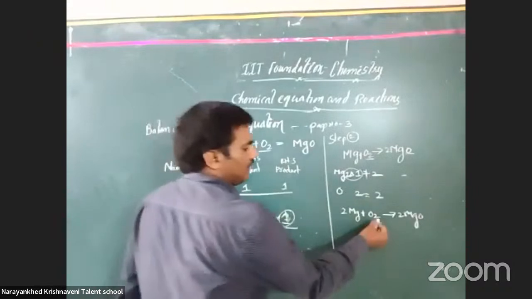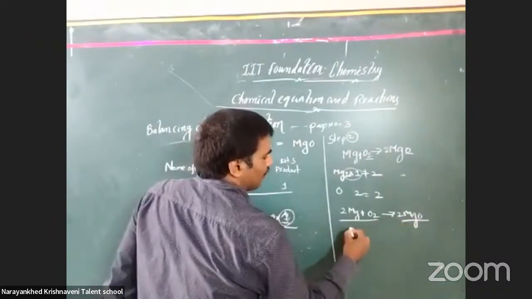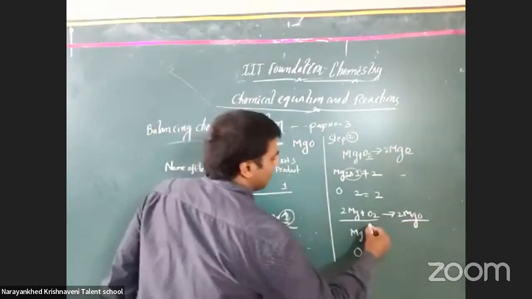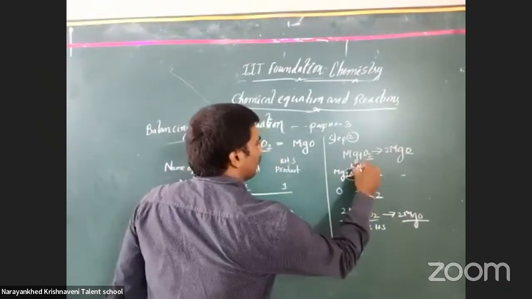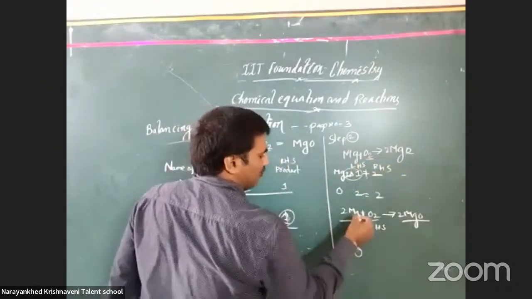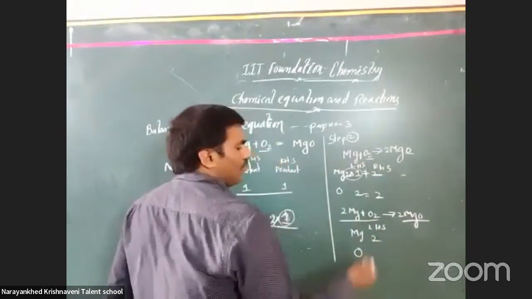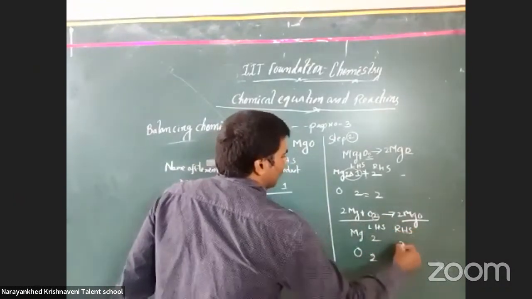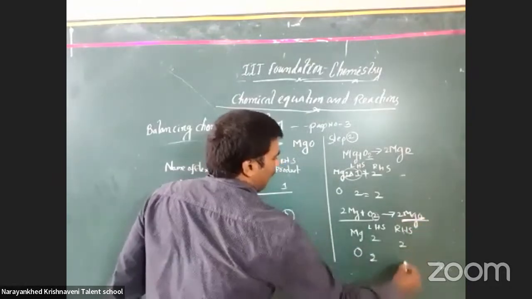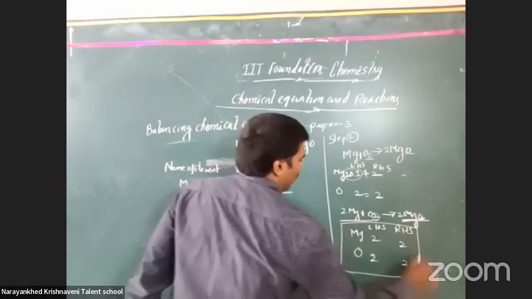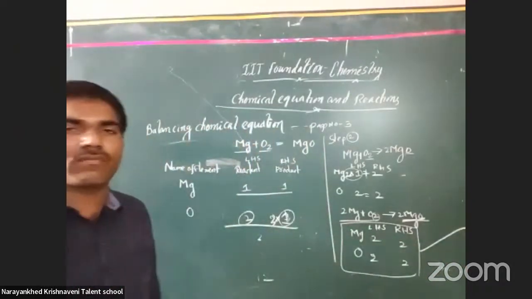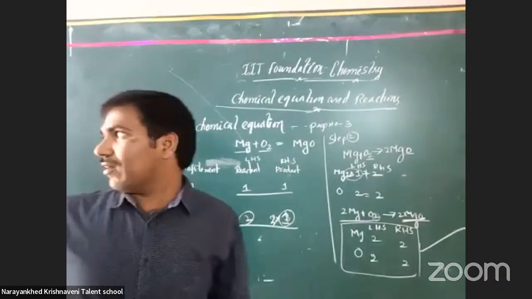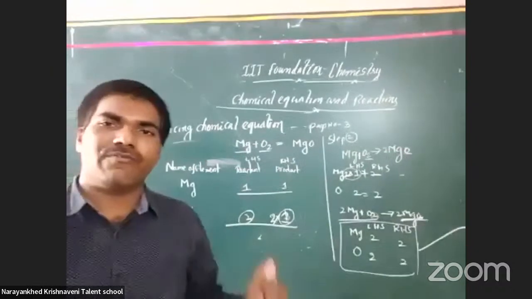Now check once whether everything is the same or not, magnesium as well as oxygen. On the LHS, how many magnesiums are there? 2 magnesiums and 2 oxygens. On the RHS, 2 magnesiums and 2 oxygens. Now it is a balanced equation. In this way we have to balance. Got it or not? Check how many reactants and how many products there are.